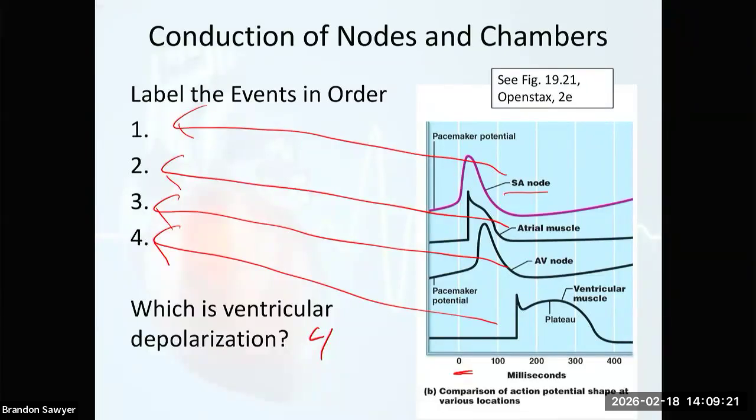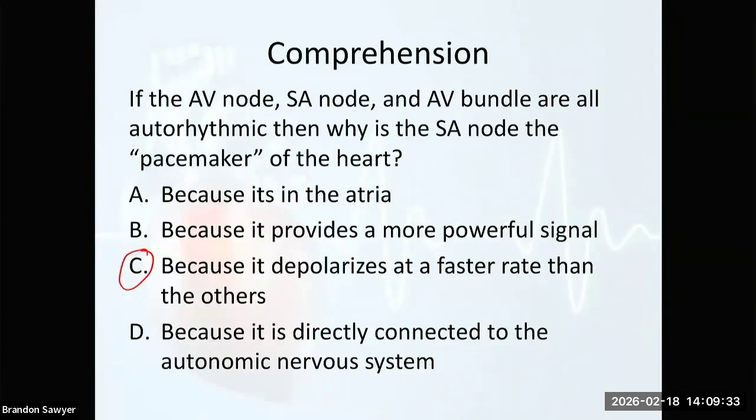But if the SA node isn't functioning properly, then the AV node could take over. It would just be a little bit different rate than normal, but the nervous system can help control that as well. So it's just that it depolarizes faster than the others, and the SA node depolarizes at pretty much 100 beats per minute.